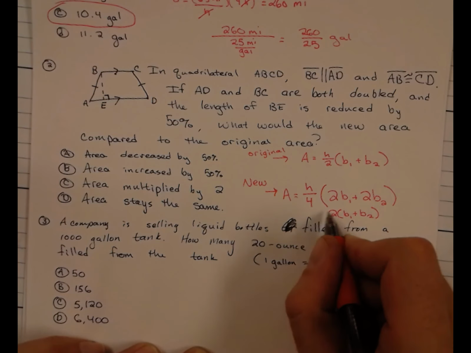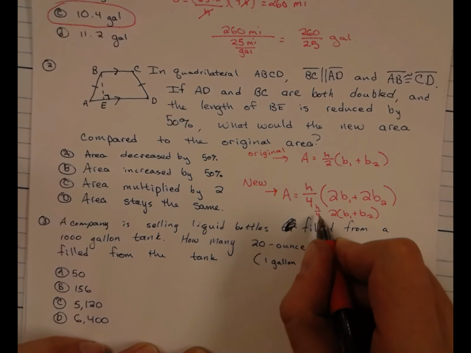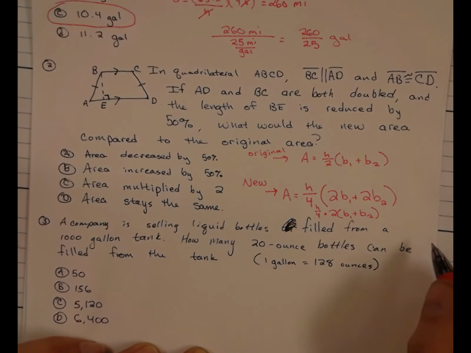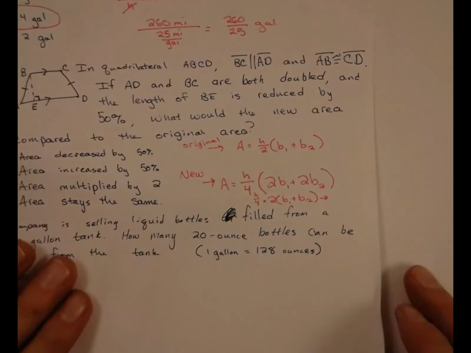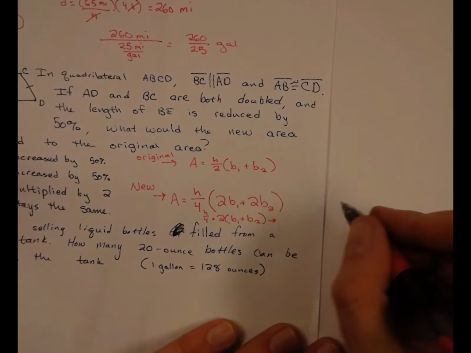And we can actually, because we have h over 4 times this, we can run out of room. I wish I had more paper. Oh, look, more paper. How convenient.